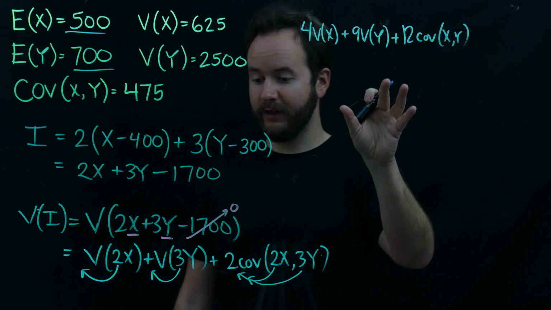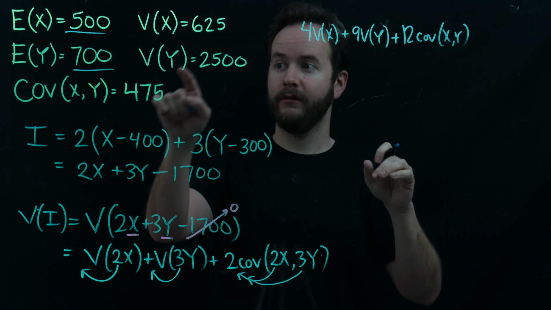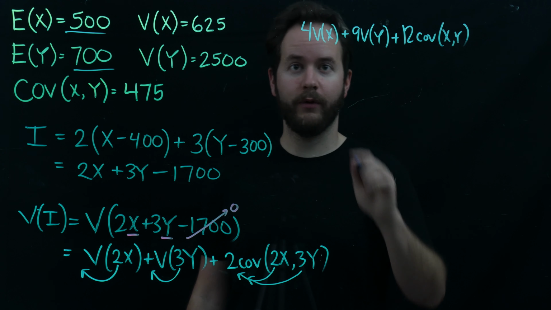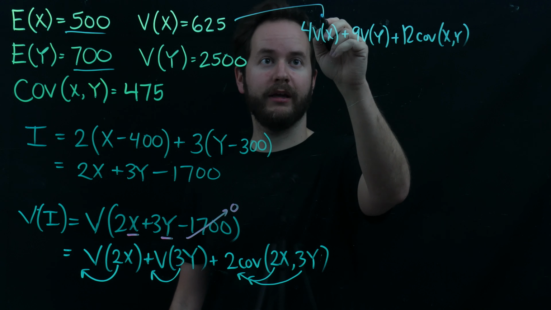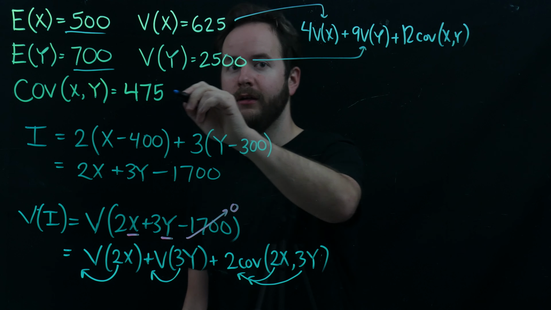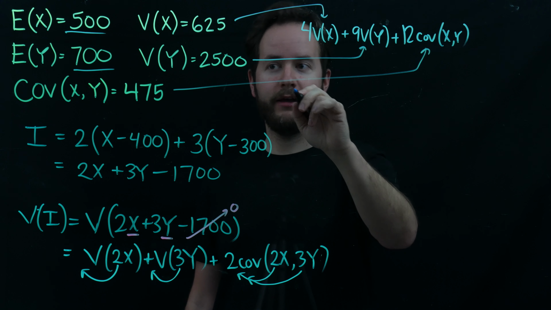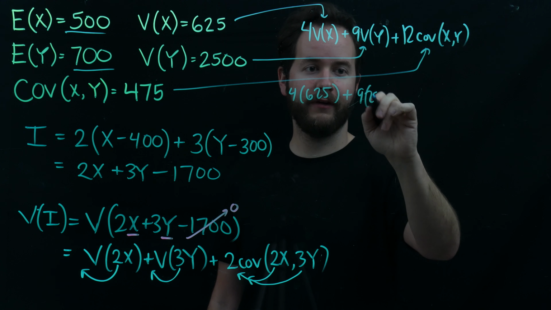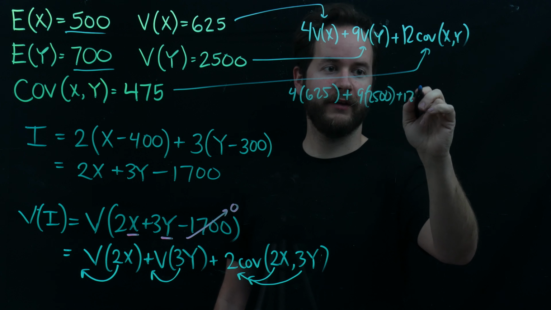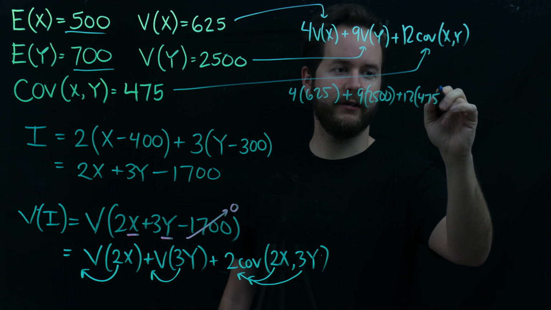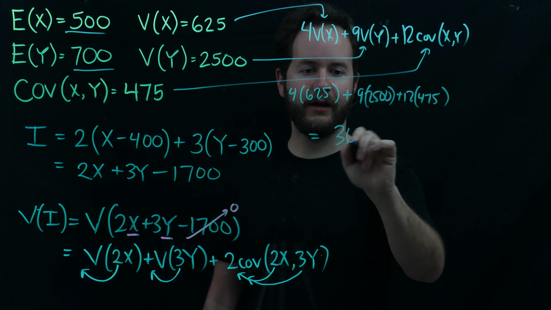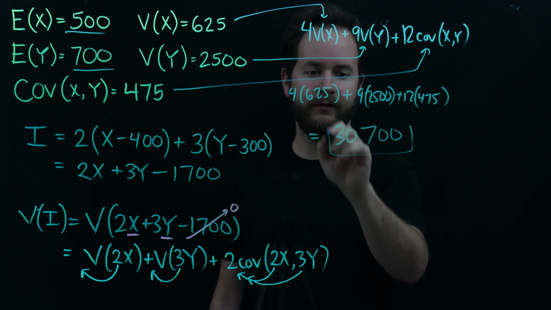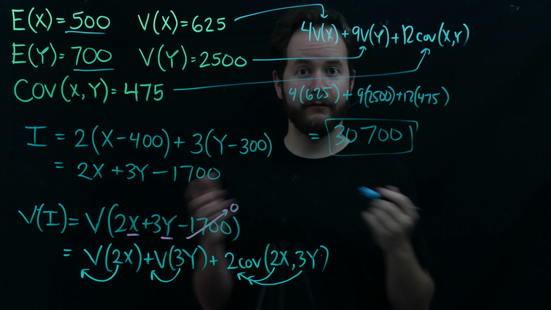Now all these values are given. I should have the variance of x, the variance of y, and the covariance of xy. So when I take this one, plug it in here, take this one, plug it in here, and take this one and plug it in here, I get 4 times 625 plus 9 times 2500 plus 12 times 475, and this all comes out to be 30,700. This is the variance. And that is the problem.